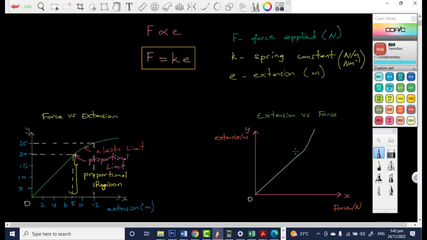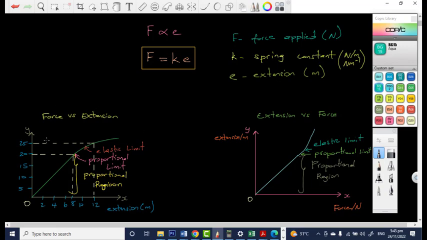So that's that, and we can also define the same over here. So here will be our proportional region. This right here would be our proportional limit. And just slightly outside of the proportional limit, we're going to have what we call the elastic limit. So those are our two possible graphs that we can obtain once we plot a graph of force versus extension, or extension versus force.